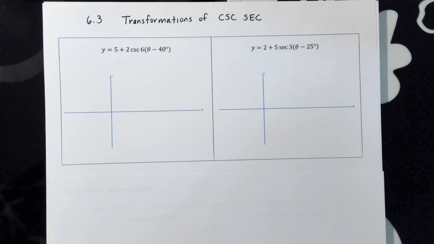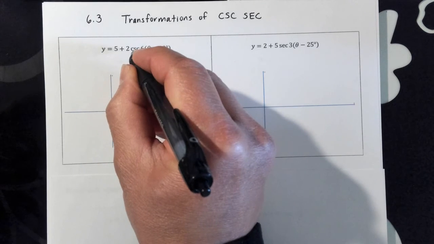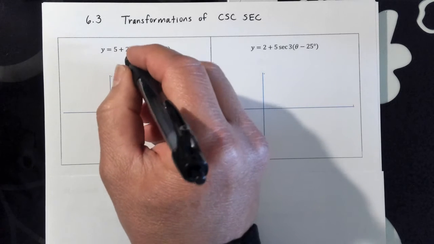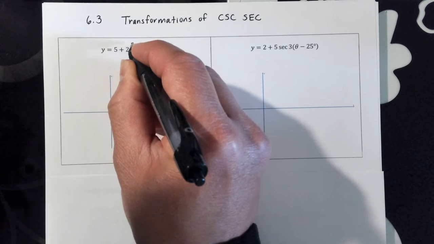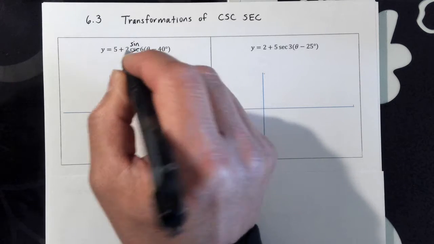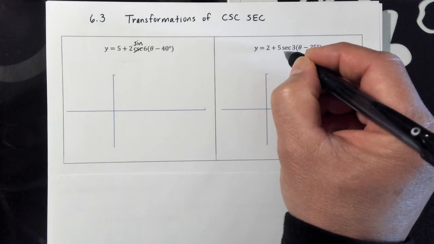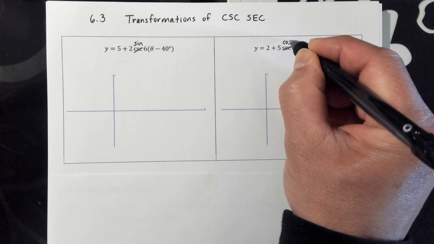And the most important thing to understand about either of them is that cosecant and sine are related to each other. They're reciprocals. So before I even start, I'm going to replace that with sine because I know how to graph sine. And then if you're trying to graph secant, you want to first graph cosine.